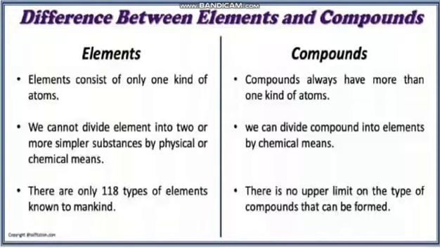So the difference between element and compound: the first thing we learn about element is it must be pure and it cannot be broken down. These are the conditions of an element. The first point here says element consists of only one kind of atom. Consisting of only one kind of atom is also purity, so they are both the same thing. Just keep that in mind. While a compound always has more than one kind of atom.